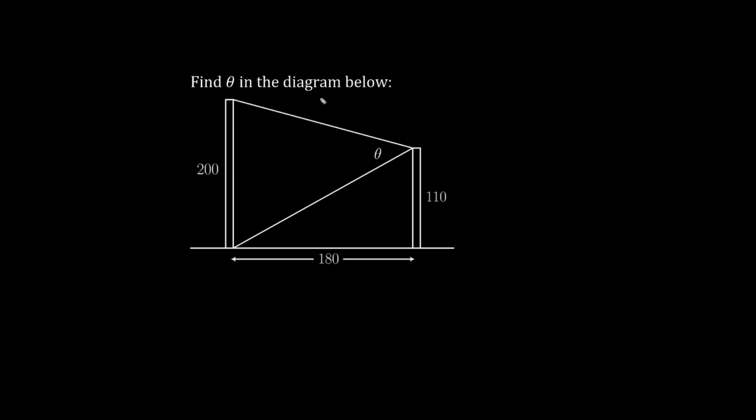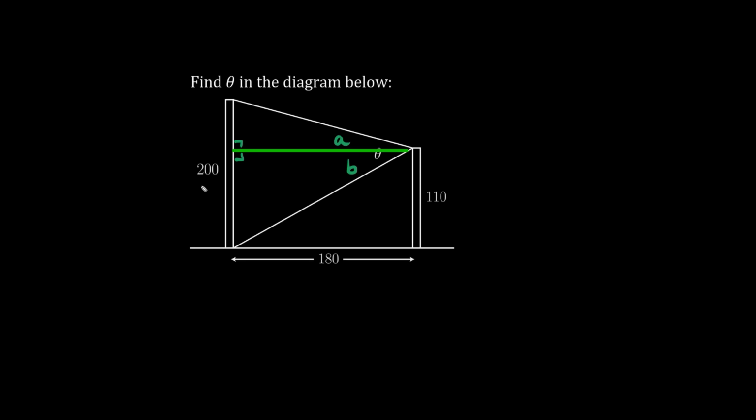Let's find theta in the diagram below. The key here is to divide the top and bottom into two right triangles. So theta, the angle, is broken down to angle A and angle B. So let's focus on these triangles individually.